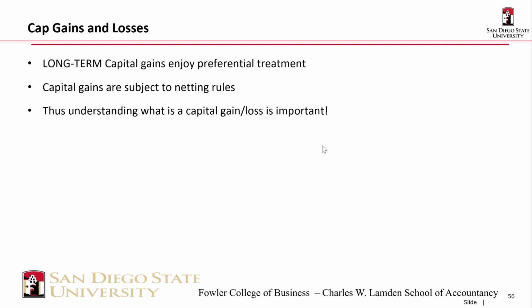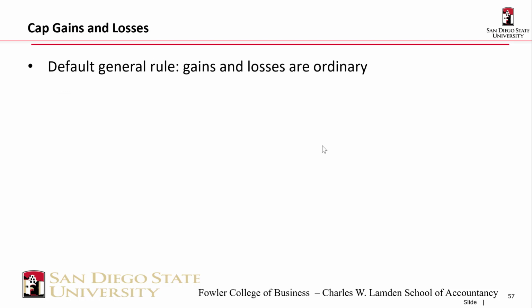Capital gains are also subject to netting rules. Now, we'll get into those netting rules briefly today. There'll be a much deeper dive later. But what it means is that we have to know what transactions are capital gains and losses versus other gains and losses because they're subject to special rules. So the general rule is that all gains and losses are ordinary, right? And therefore, they just become part of your ordinary income.